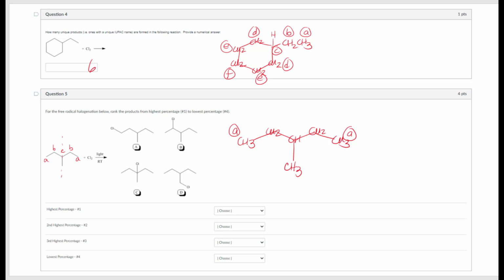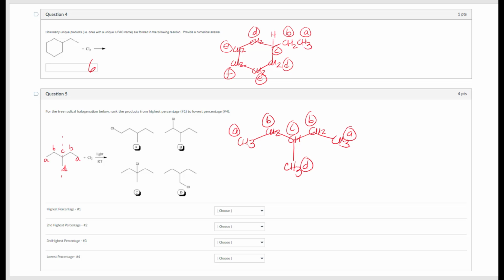Finally, there's a CH, and then down here, this CH3 would be D because it's going to give us a unique product. So we'd have A, this to give us product B, product C, and then finally product D. So I've given you those 4 products, and so now the question is, what's the major product?